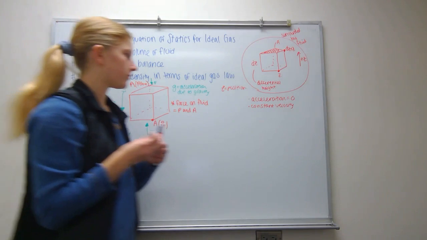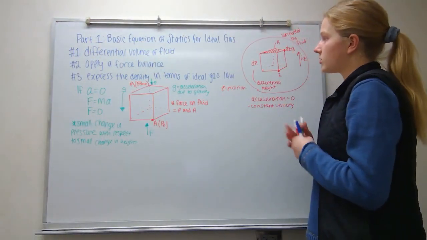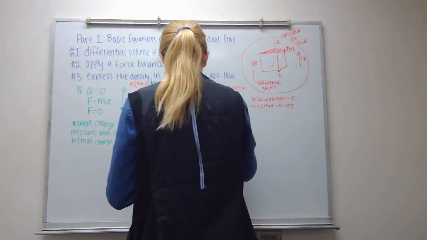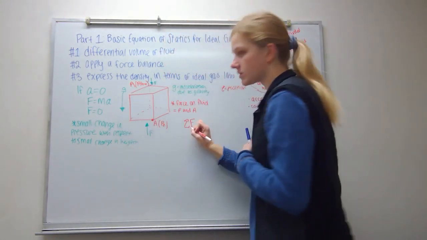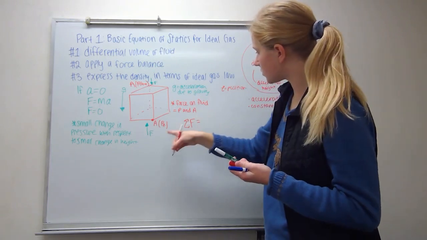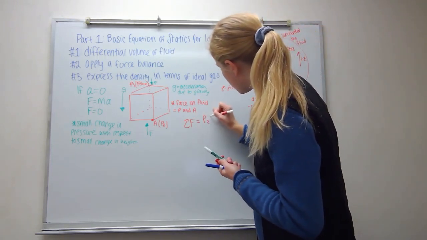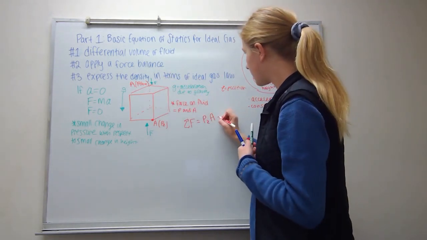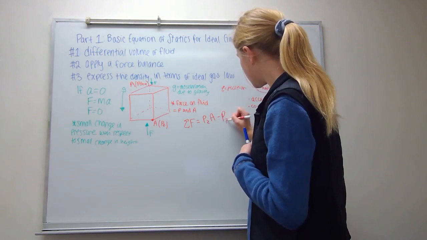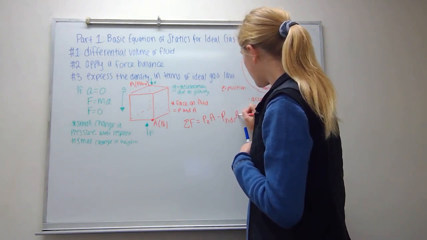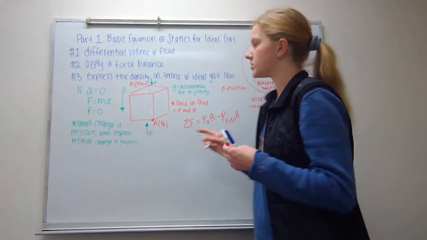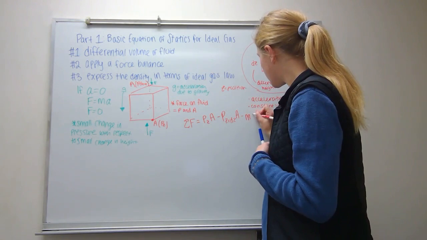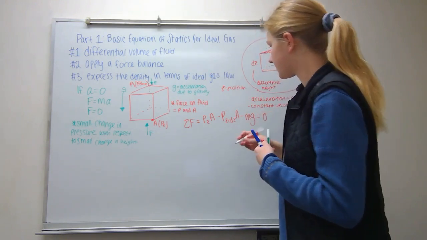Okay, I'll go over here now. So now we need to sum up all of our forces. I'm just going to write, this is just the sum of the forces is going to be equal to, we have our force here, P(Z)A, and then this force is negative because it's acting down, minus P(Z+dZ)A, and then we also have our force of gravity, which is represented by the mass of the fluid times gravity, equals 0.